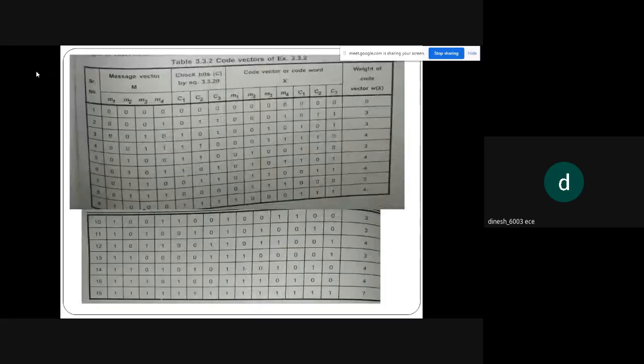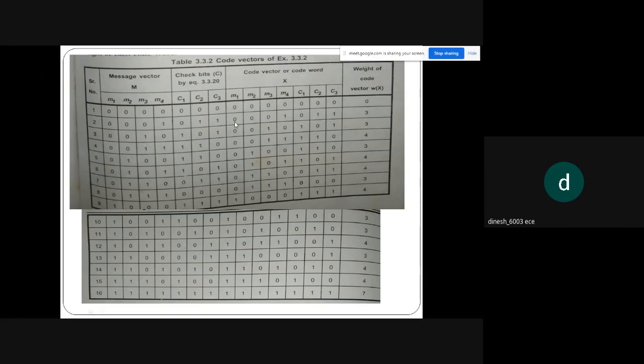After finding the code vector or code word, we need to find the weight of the code. How much weight does a particular message, serial number 1, 2, 3, up to 16, have? How to find the weight of the code vector, I think we have already seen, so no problem. Today also I'll explain.